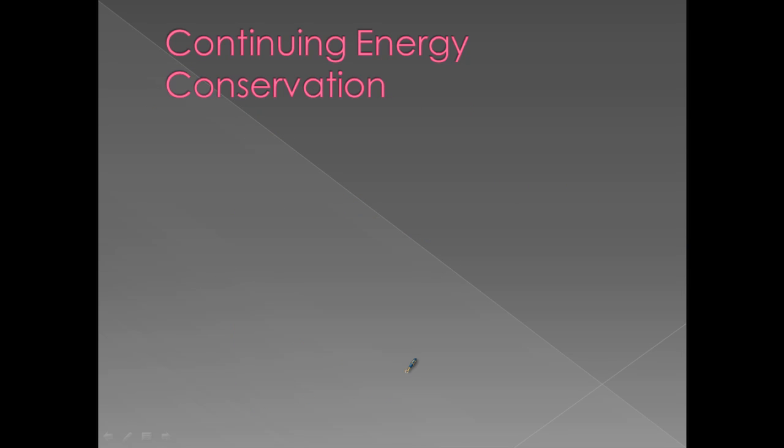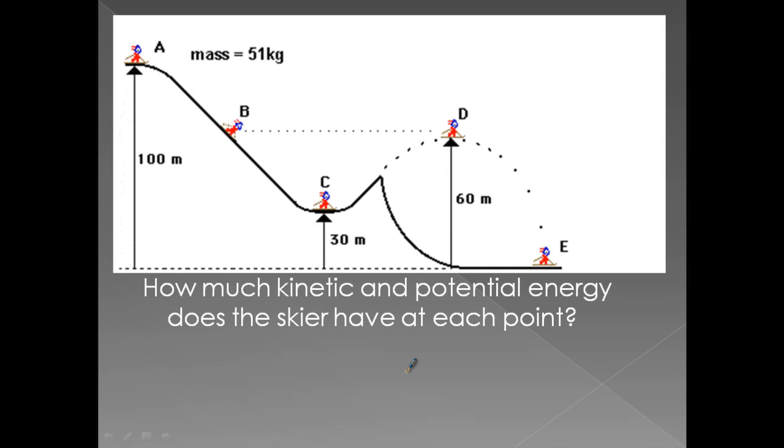So we're going to talk more about energy conservation. So here's a little skier. He goes down a hill, he makes a jump, and he flies through the air, and then he lands. So how much kinetic energy and potential energy does the skier have at each point? This one's easy to figure out. Point A is not moving, so it's all potential energy.